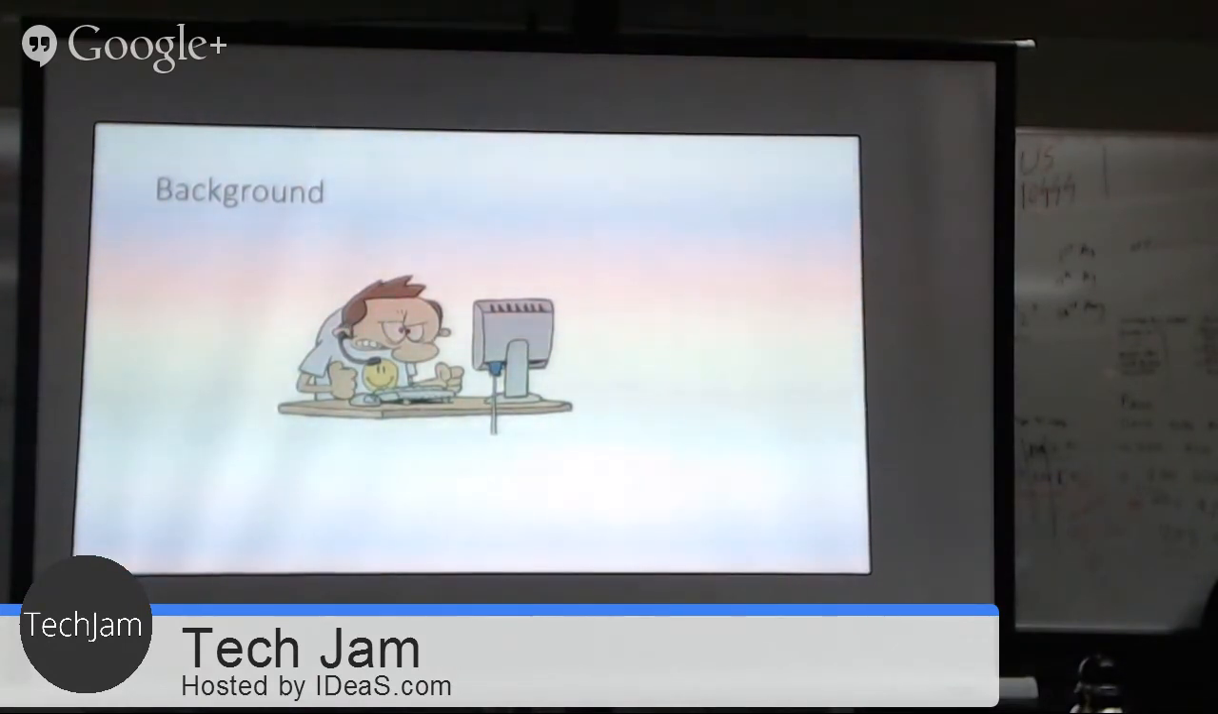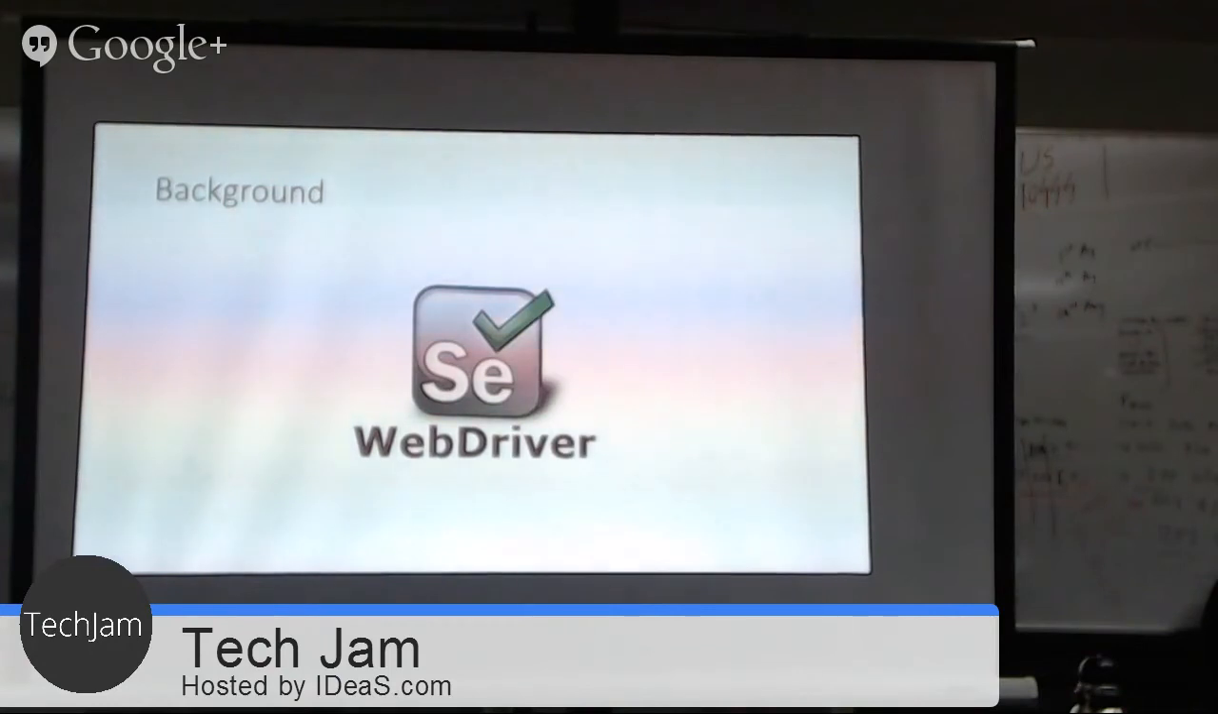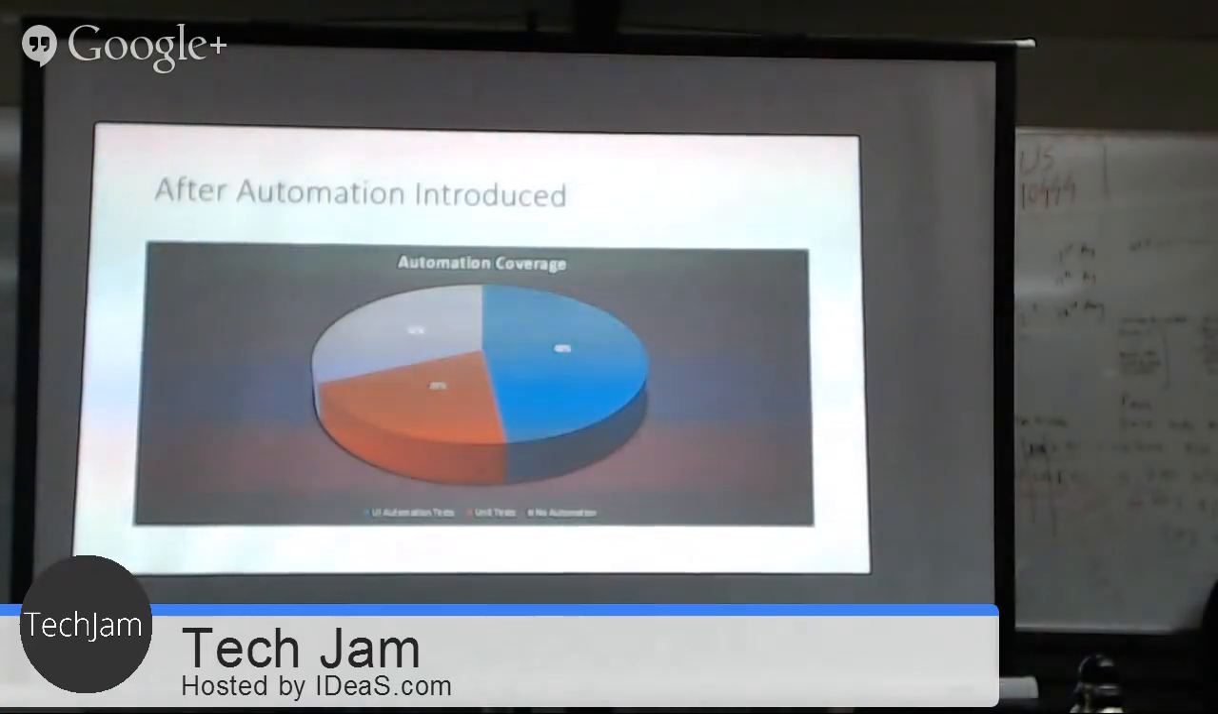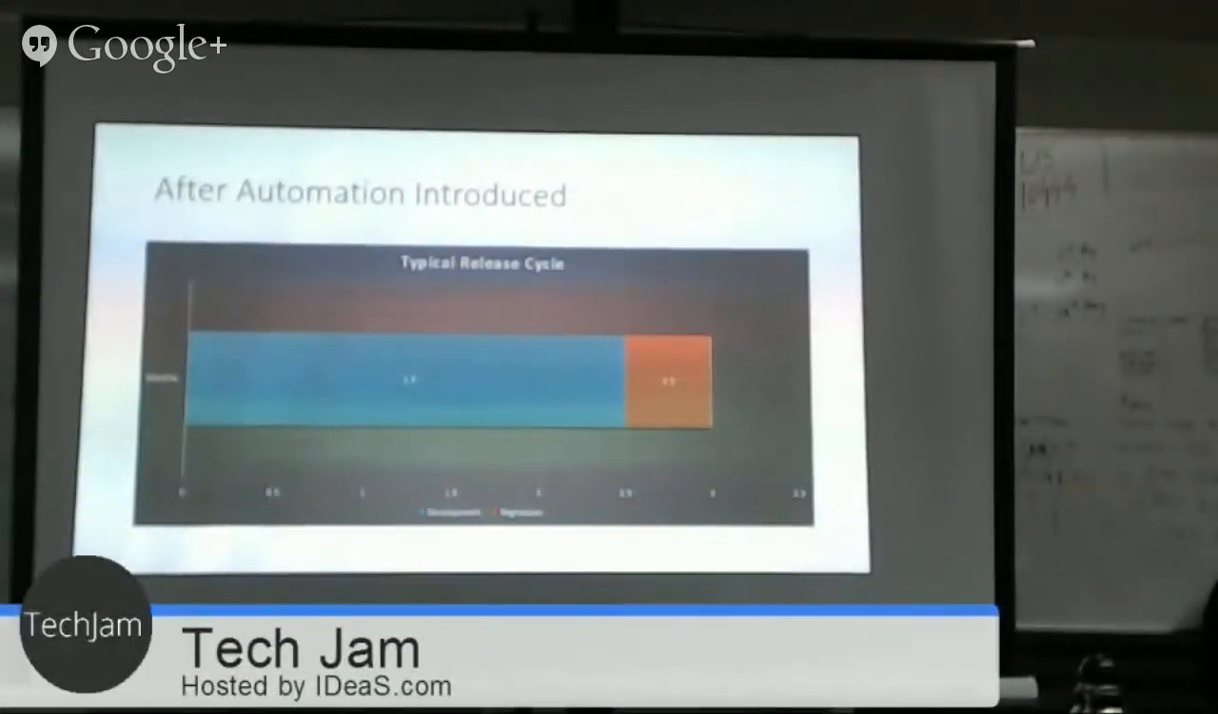At that time, the need for automation was felt, and we started doing UI automation using Selenium WebDriver. A dedicated team started working on it, and we built the automation. After the automation was introduced, we saw some difference in the automation coverage. The release cycle changed too: instead of 1.5 months, the regression time came down to approximately half a month.